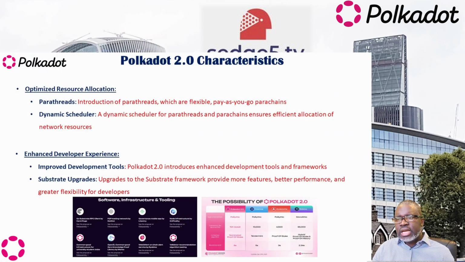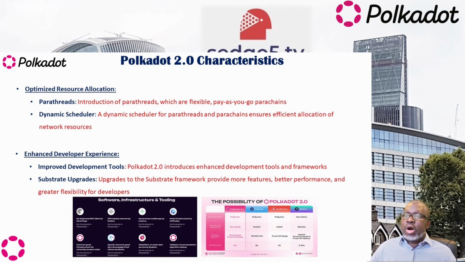Characteristic number 4 is optimized resource allocation. What does that mean? Let's start with the concept of parathreads. These are flexible, pay-as-you-go parachains. So parathreads only pay for the block space they are using. This model allows smaller projects to benefit from Polkadot's security and interoperability without the need for a full parachain slot, optimizing resource usage. So a project can become a part of the Polkadot ecosystem on an ad hoc basis, as and when they choose to.